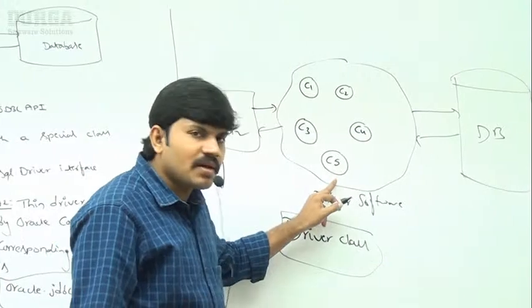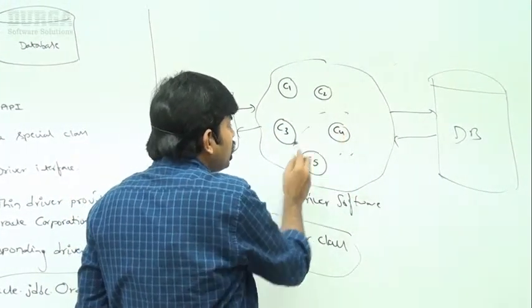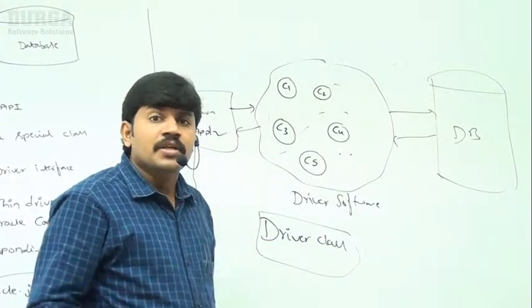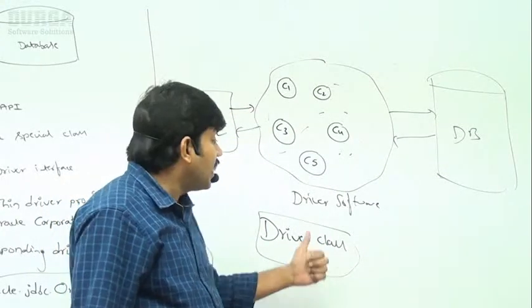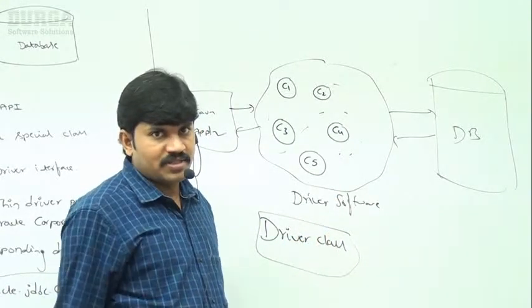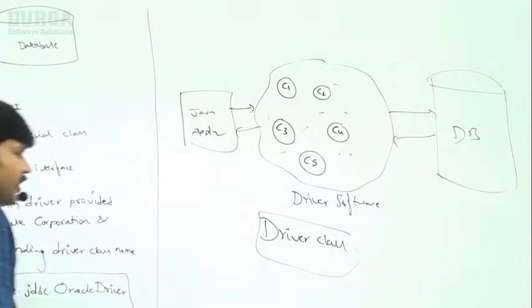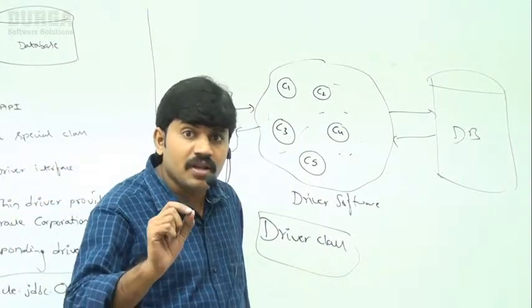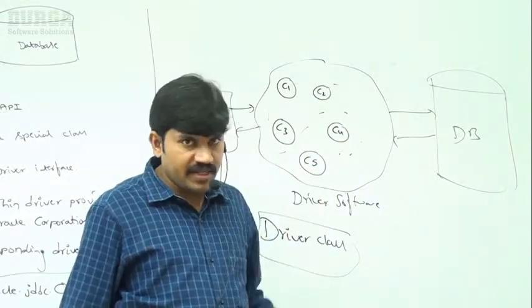In the driver software, there are multiple classes, sir. Assume there are a thousand classes. Among all, there will be one special class. That special class is nothing but one driver class. Everyone able to understand, right? That's why I can use the words: every driver software can be identified with a special class. That special class is nothing but one driver class. Clear for all, right?